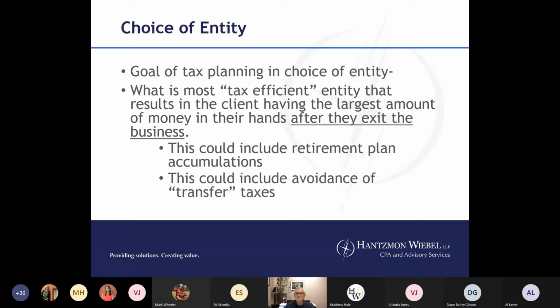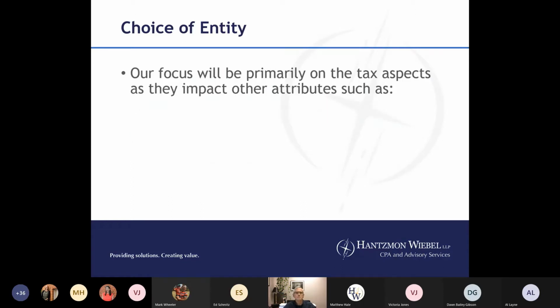I mean, there are certain entities that lend themselves to being able to transfer family businesses down a generation and avoiding some transfer taxes. So, when you're looking at choice of entity and what works, again, the whole idea for the individual or the family is after they exit, where are they going to have the most money? And it could be, they saved 40% transfer taxes as well as the income tax results.